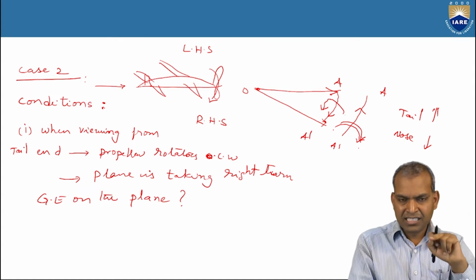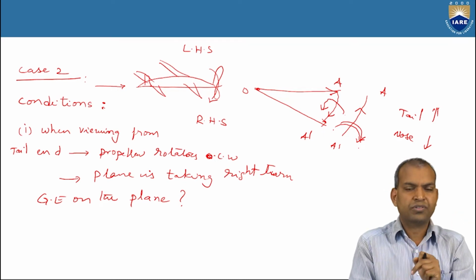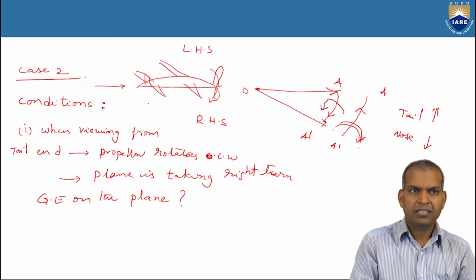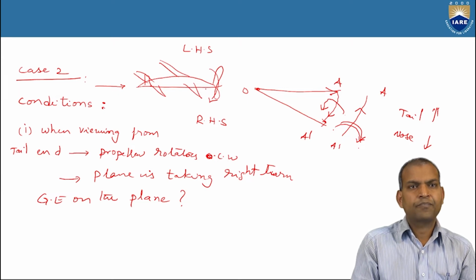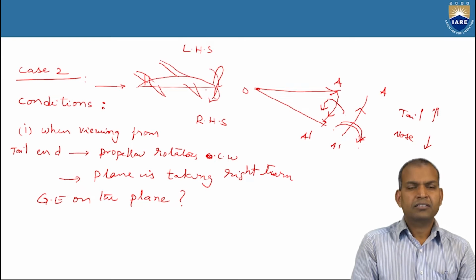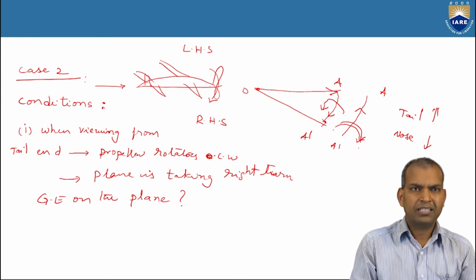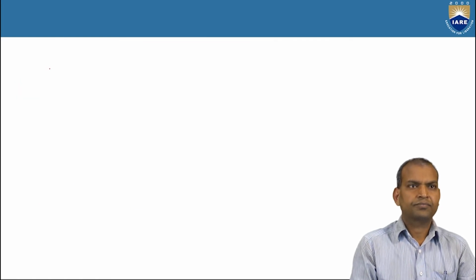Your turning gives the centrifugal force. That balances the centripetal force. So this is the effect of the gyroscopic effect or gyroscopic couple when the plane takes a right turn, provided the direction of rotation of the propeller is clockwise and it is taking a right turn. Now next, case 3.